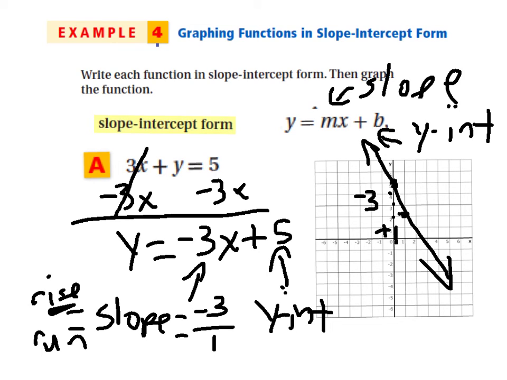So the steps again: make sure you write it in slope-intercept form first, y equals mx plus b. Use a little algebra to manipulate the equation if you need to. From that, you can find your slope and your y-intercept. Graph the y-intercept first. We always graph the y-intercept first. It's always graphed on the y-axis. And then use your slope to find your next point and connect the dots in a line.